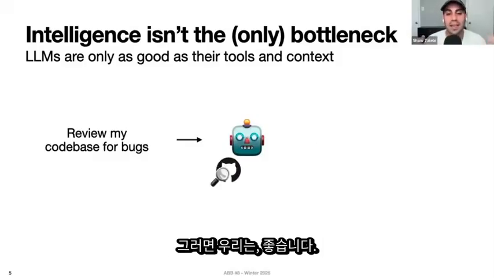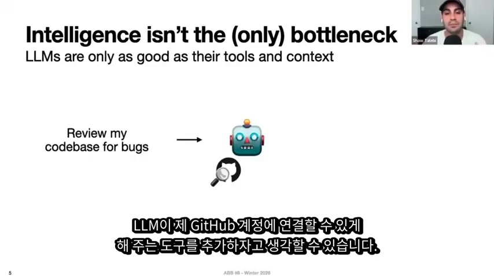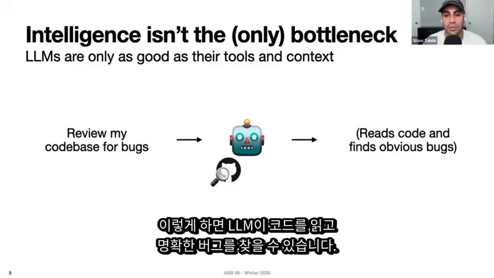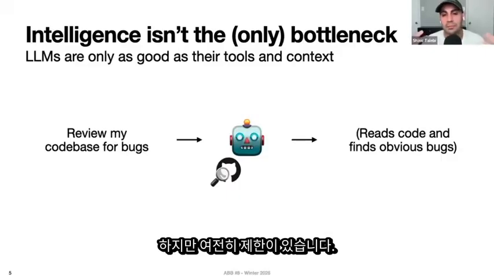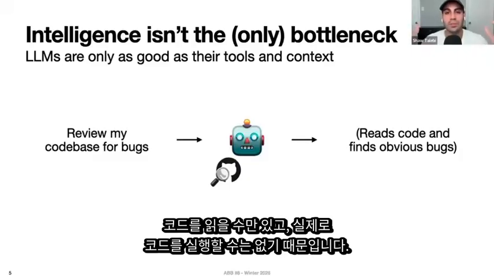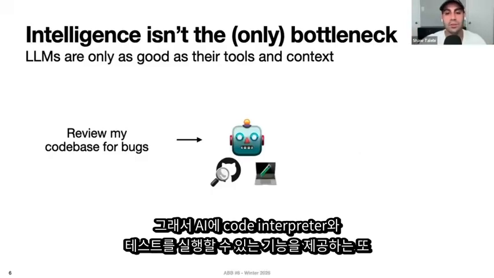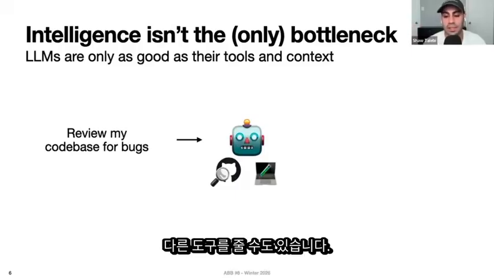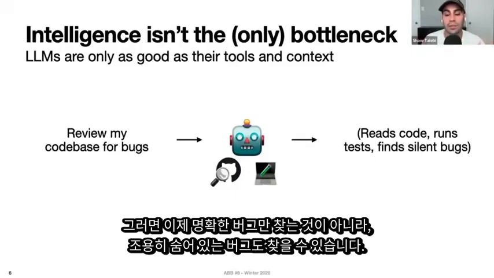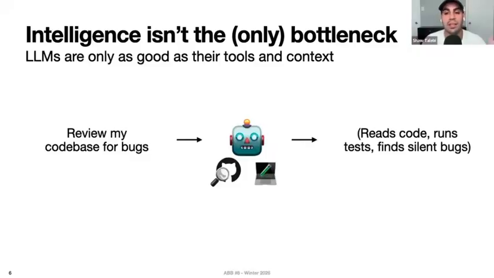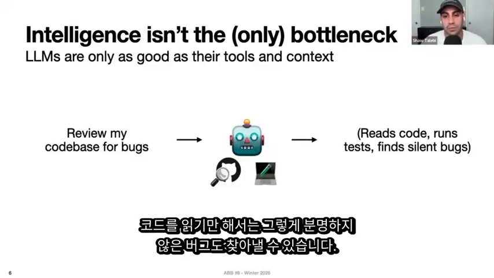So we're like, oh, okay, let's add a tool to the LLM that allows it to connect to my GitHub account. With this, it'll be able to read through the code and find obvious bugs, but it's still going to be limited because it's only going to be able to read the code. It's not actually going to be able to execute code. So maybe we'll give it another tool that gives the AI a code interpreter and the ability to run tests. Now it won't just find obvious bugs, it'll find silent bugs. It'll find bugs that aren't so obvious from just reading the code.